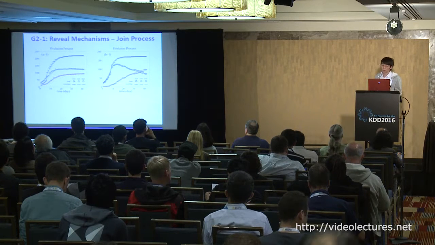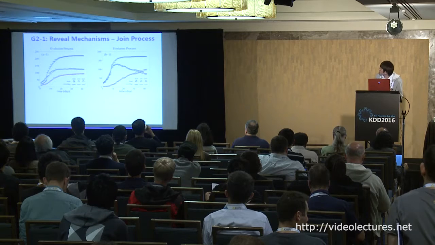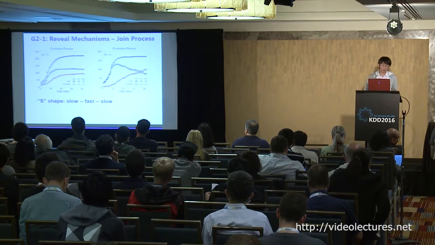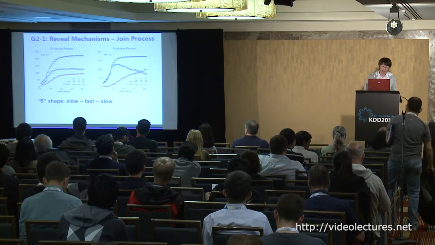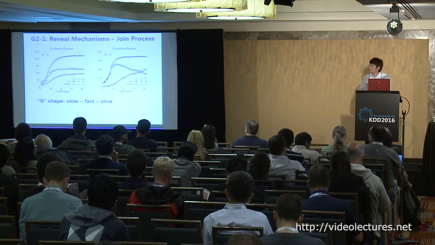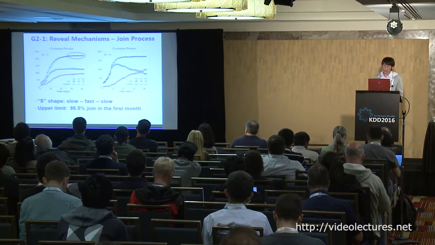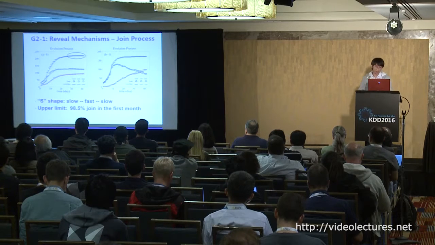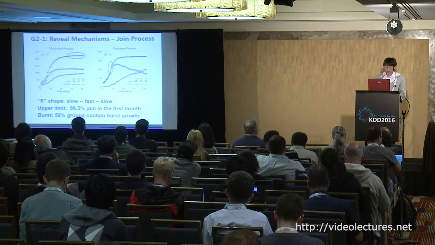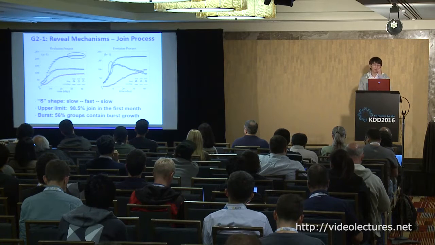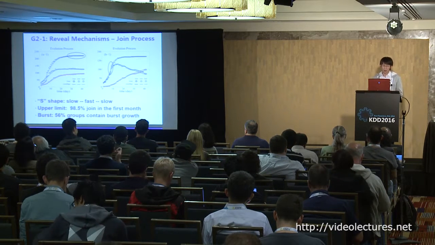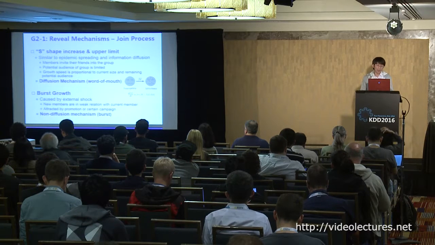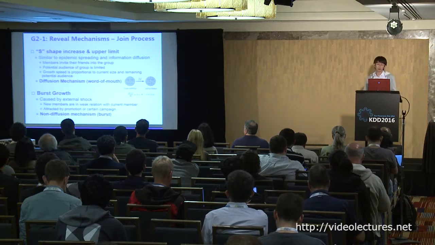These are two examples, and the blue dot is the real join process. We can find that the join process is similar to an S-shaped curve. In the beginning, it grows slow, and then speeds up, and then slows to an upper limit. In fact, most groups reach the upper limit in the first 30 days, the first month. And we also find that burst increase is very common in the social groups. About more than half of the groups contain burst growth. These observations indicate that there are two different mechanisms in the join process.